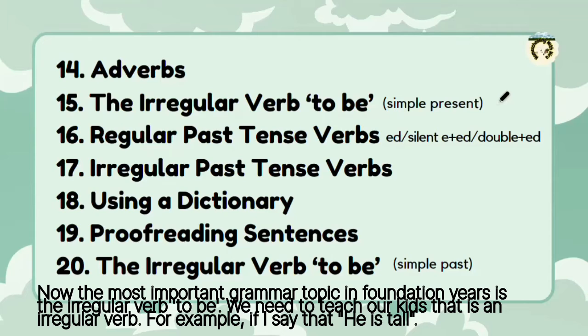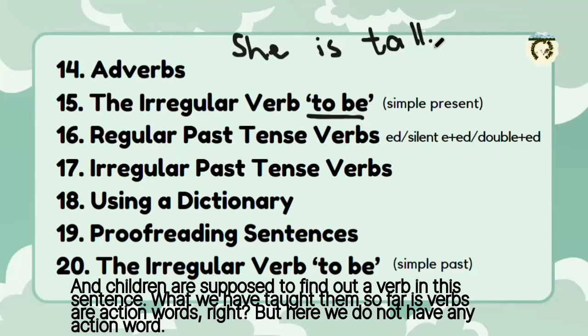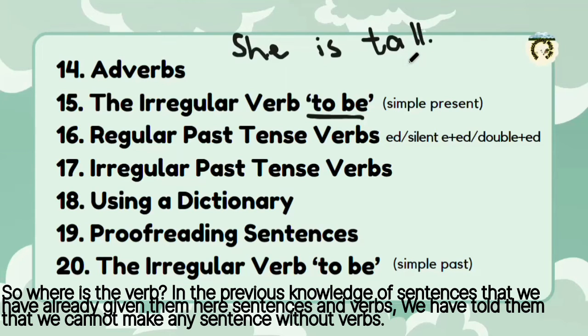Now, the most important grammar topic in foundation years is the irregular verb to be. We need to teach our kids that is, am, are are verbs. For example, if I say that she is tall, children are supposed to find out a verb in this sentence. What we have taught them so far is verbs are action words, right? But here we do not have any action word. So, where is the verb?